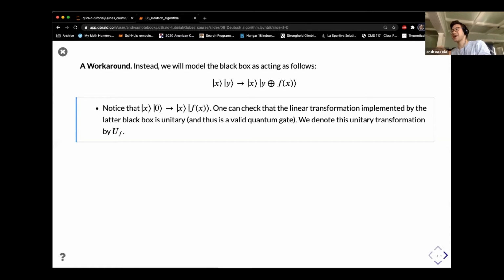Now, if I'm given x and y plus f of x, I think qBraid was asking, how do we recover y? Say that you're given something in the form of the right-hand side. So you're given x and then y XOR f of x. You can use x to compute f of x, and then you just subtract f of x from the second part. So you'd have y plus f of x, but you subtract f of x from the second part. And this gives you y again.